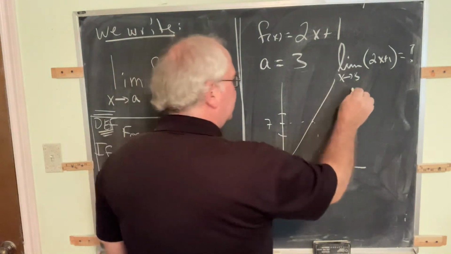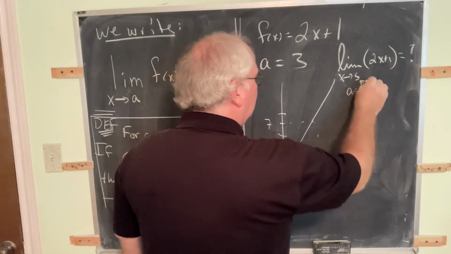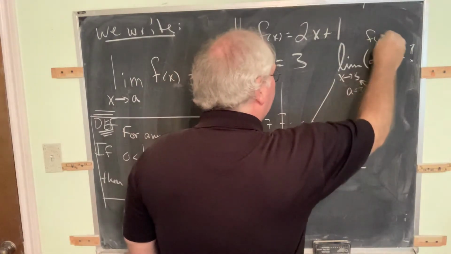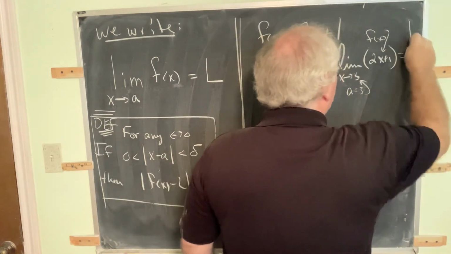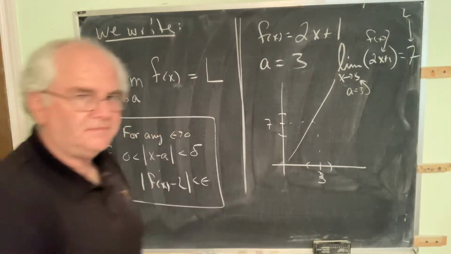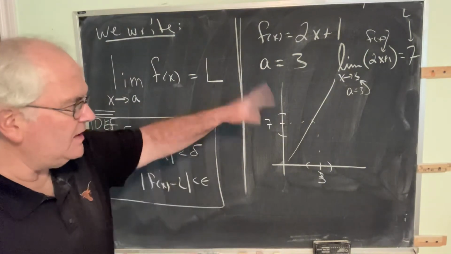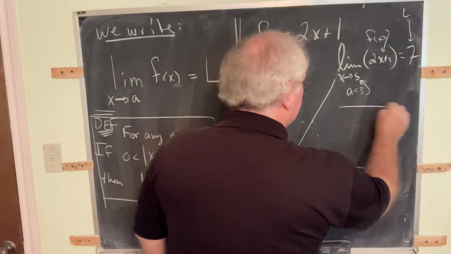And so in this case, a is 3. In this case, f of x is 2x plus 1. And in this case, 7 is L. So for now, don't worry about the details. Suppose I just give you this.